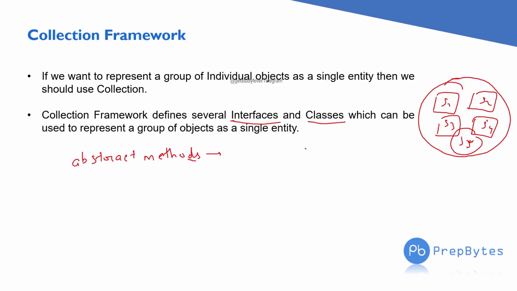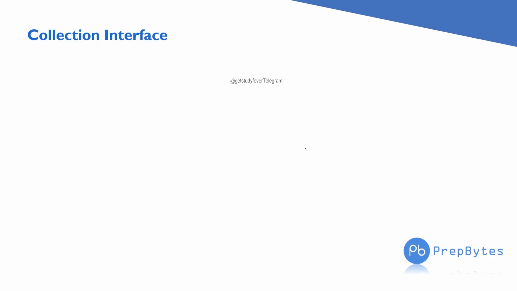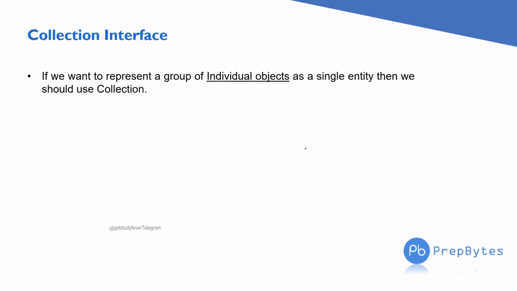Now we will see the types of interfaces that we have and the implementation classes one by one in our collection framework. The first interface that we have is the collection interface. If you want to represent a group of individual objects as a single entity, then we use collection. I have told you this before in the last slide. We have here our group of objects and we want to represent them as a single entity. In that case we will use collection.